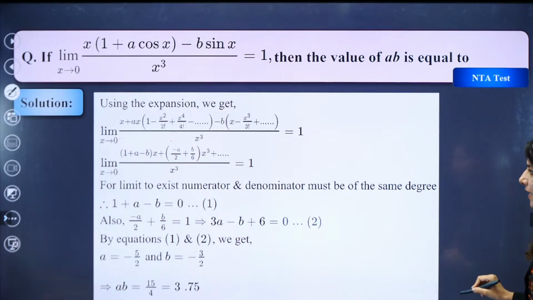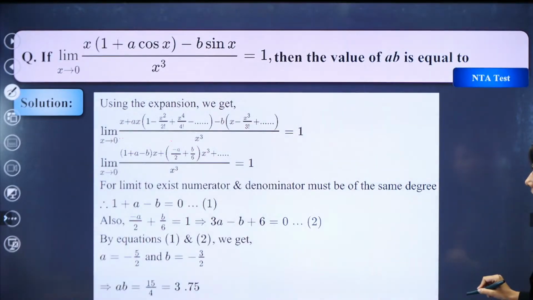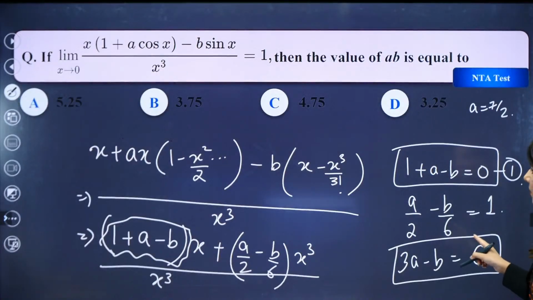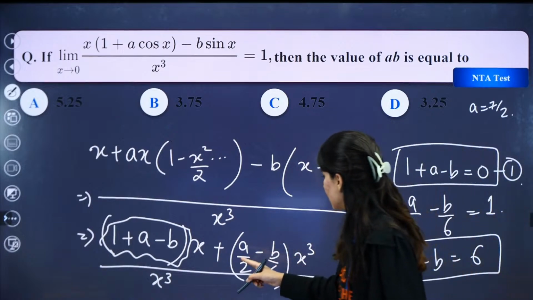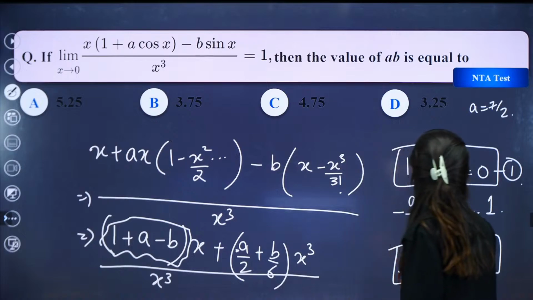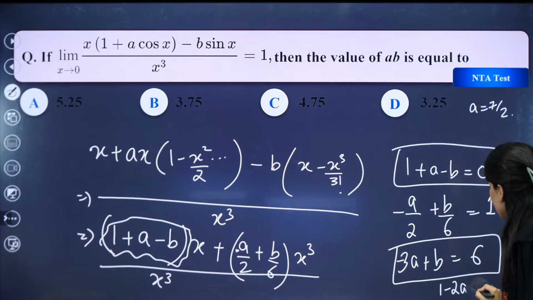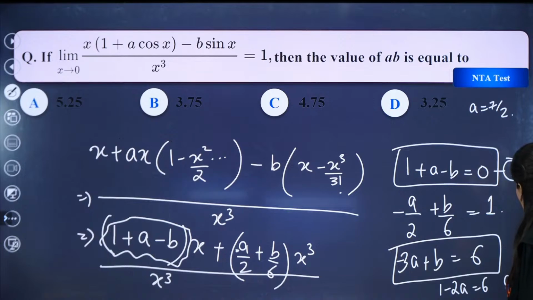Yes. A is minus a by 2 plus b by 6. Is it so? Minus a by 2 they are saying. Yes. Minus a by 2 plus b by 6. Yes, this is minus, this is plus. Now it's fine. So add these two quantities. So you are going to get 1 minus 2a is equal to 6. So you are getting a is equal to minus 5 by 2. A is minus 5 by 2, b is minus 3 by 2.